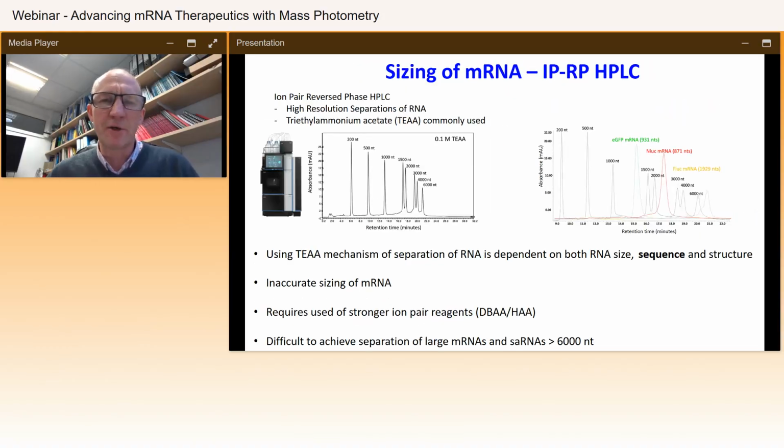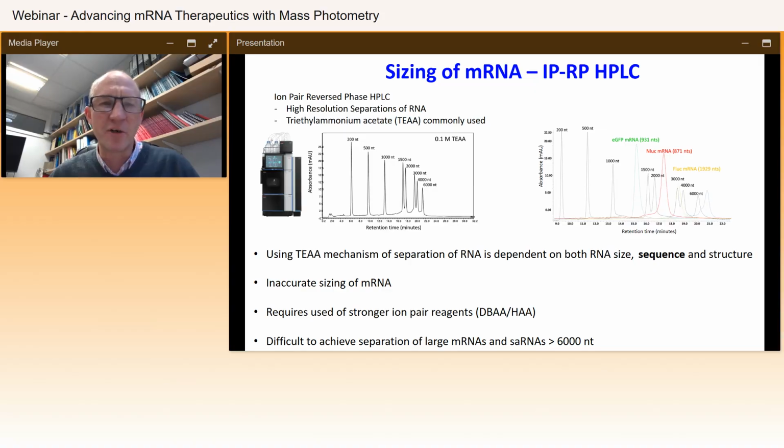The first thing I'm going to talk about is how we apply mass photometry, and one of the big benefits of it, which is the sizing of the mRNA medicine. mRNA medicines can vary anywhere between over 1,000 to 6,000 nucleotides in length. Some of the emerging self-amplifying mRNA medicines can be beyond 10,000 nucleotides in length. This is a real challenge for us to characterize and separate.